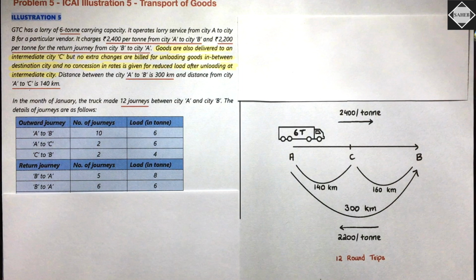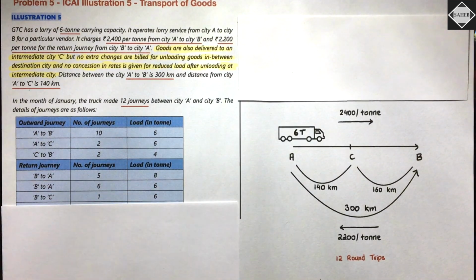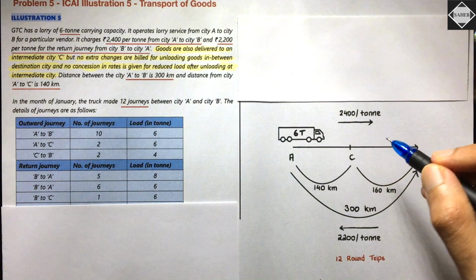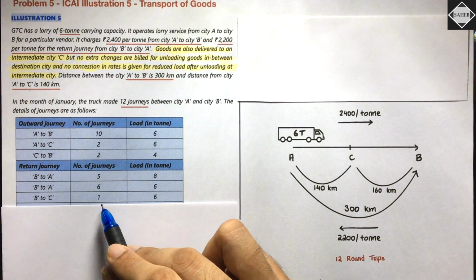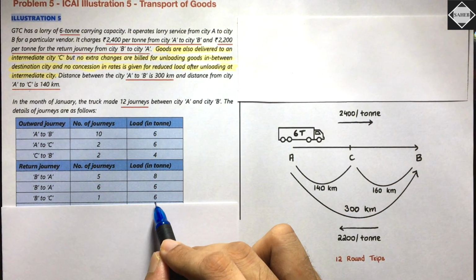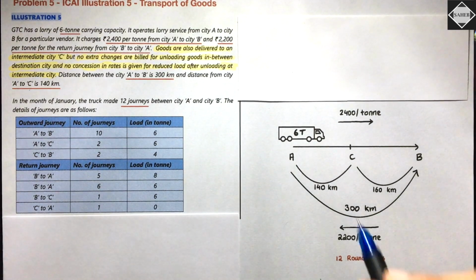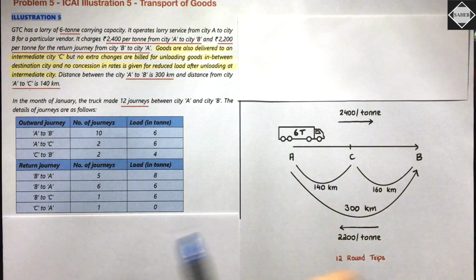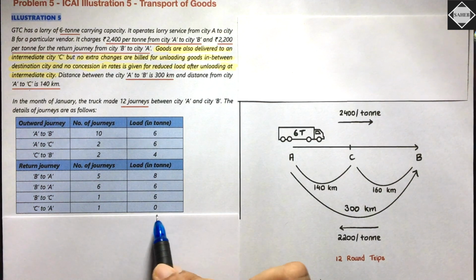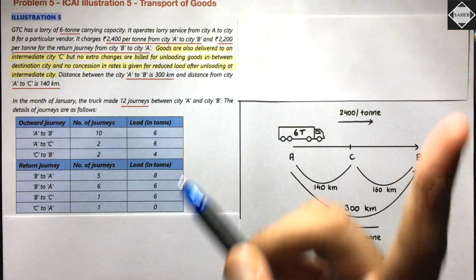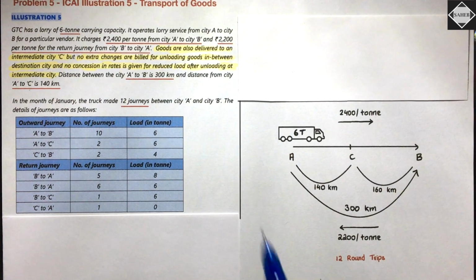And then see here, next what do we have? B2C. B2C means from B to C we are coming. So only one journey has happened like that. And how much are we carrying? 6 ton. Okay. Then see, from C to A, we have come only one journey and 0 tons. What is the meaning of this? One journey has been broken down over here. You have to understand this properly.